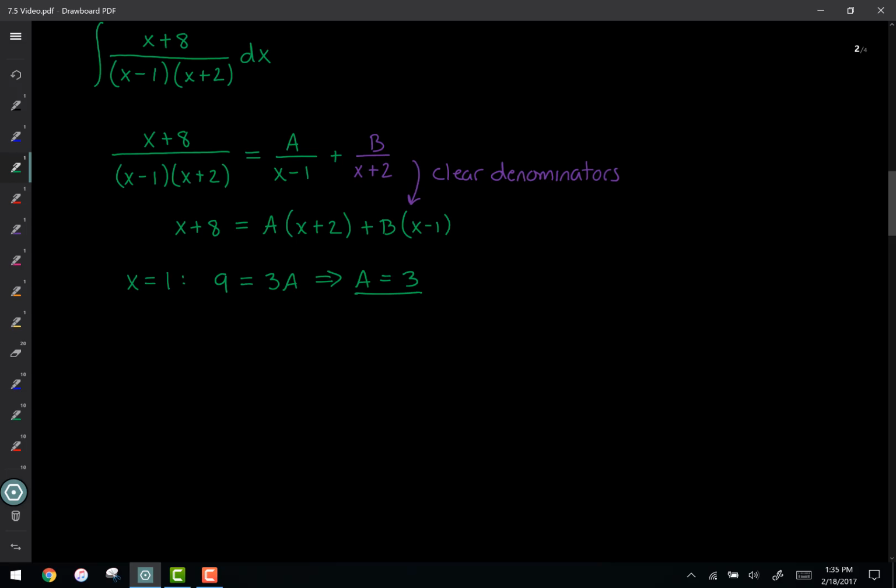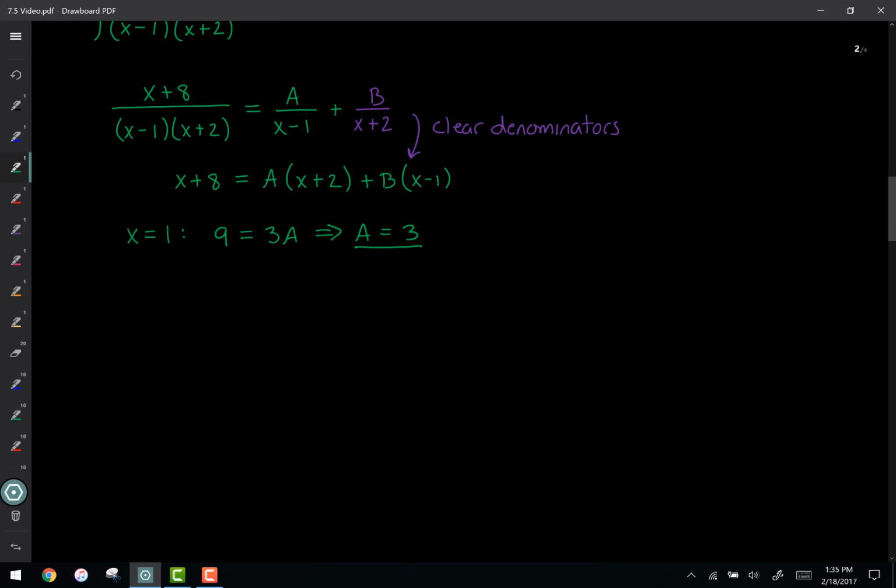Now we're going to plug in x equals -2 to kill off the A term. So x equals -2. Well, -2 plus 8 is 6. The A term goes away, and we'll have -3B. So this tells me that B is equal to -2. Again, this step that we just did here is you're going to pick some nice values for x.